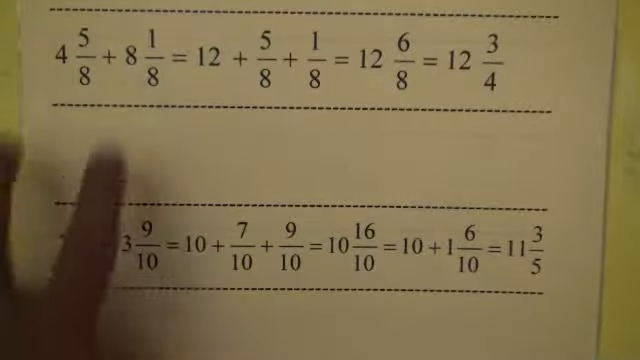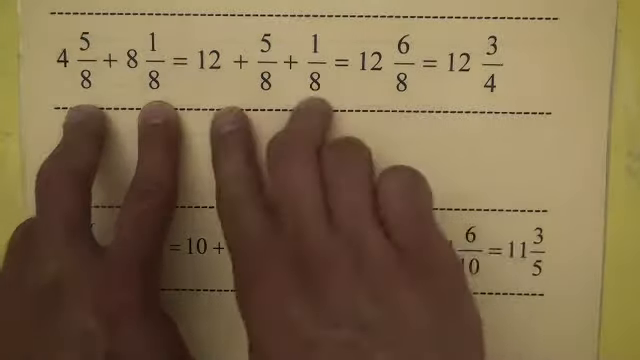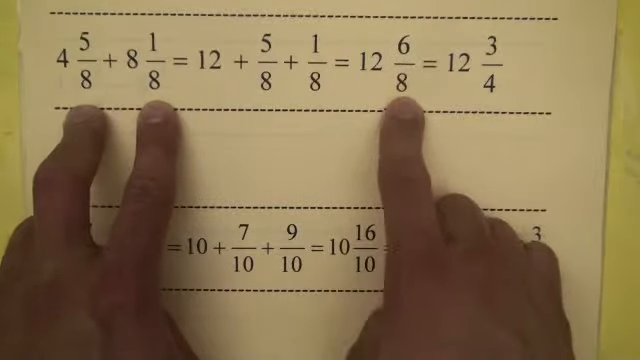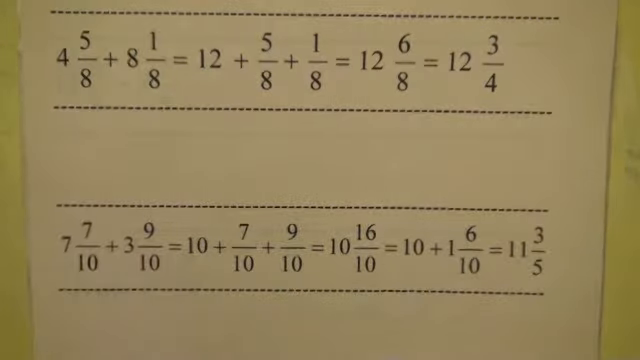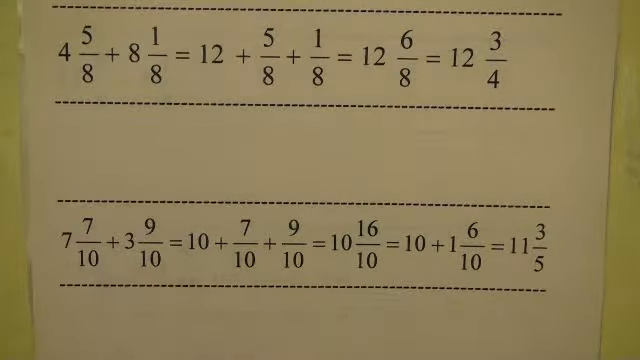So you just go ahead and add the whole numbers, then add the fractions, then add all that together, because 12 and 6/8 means 12 plus 6/8. So therefore 12 and 3/4 means 12 plus 3/4. So that's how the mixed number will work.